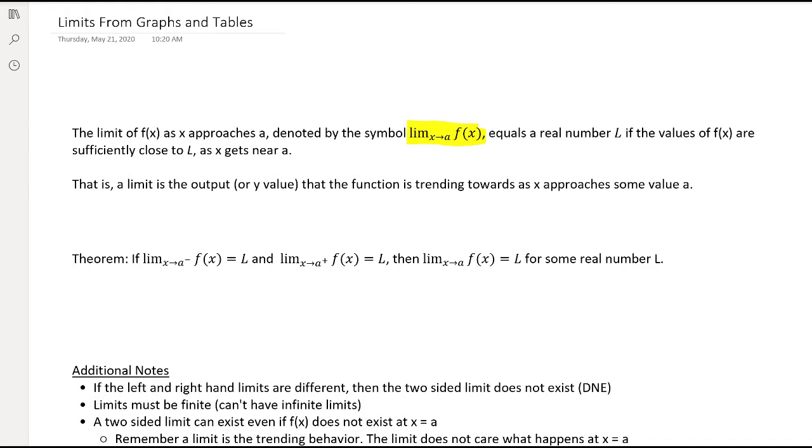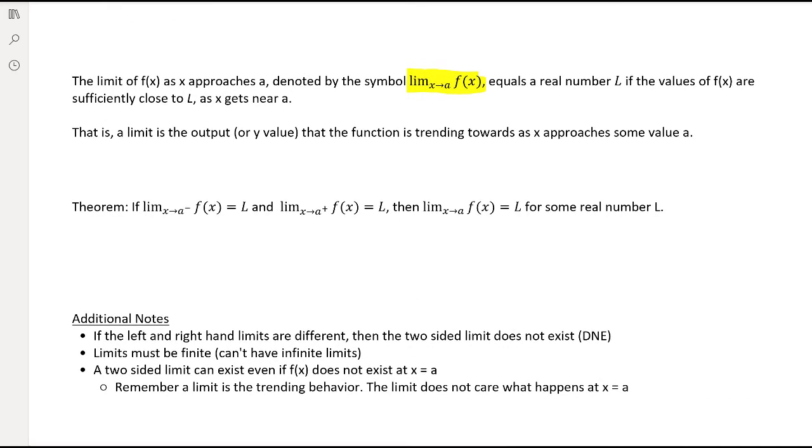So this limit has to equal a real number L, okay, more on that in a second, if the values of f of x are sufficiently close to L as x gets close to a.